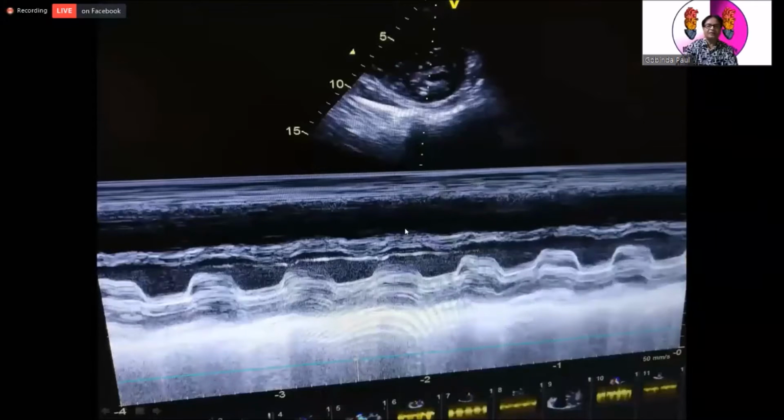Here, there is a D-shaped left ventricle due to right ventricular volume and pressure overload, and flattening of the interventricular septum shows in M-mode echo, and also there is a reduced EF slope.